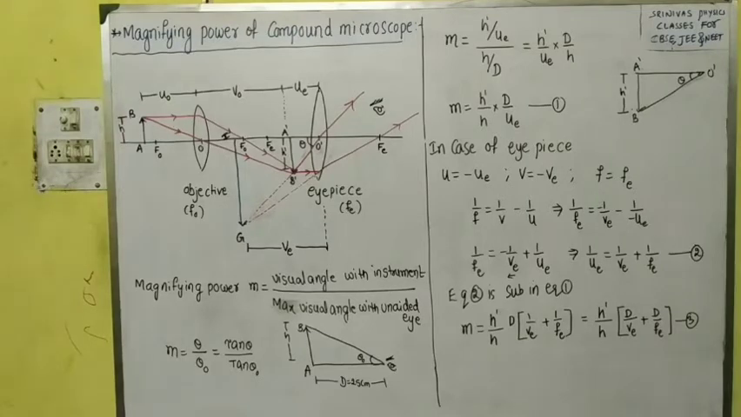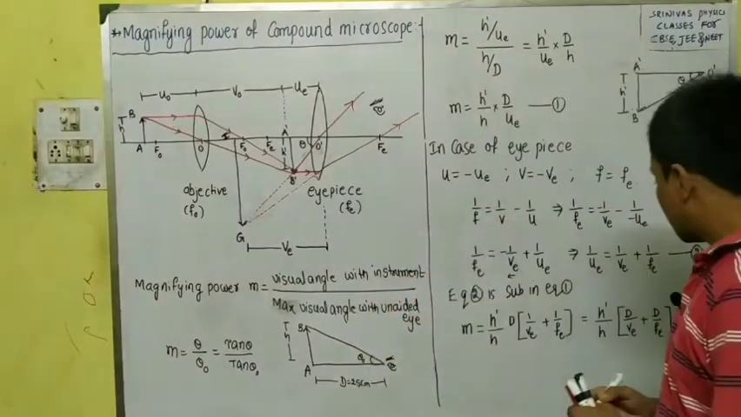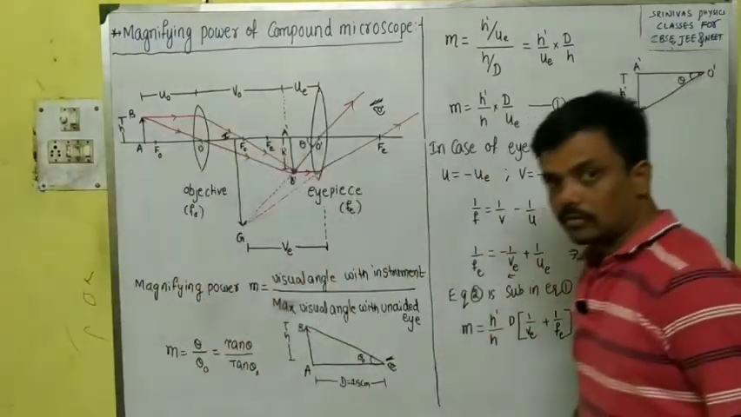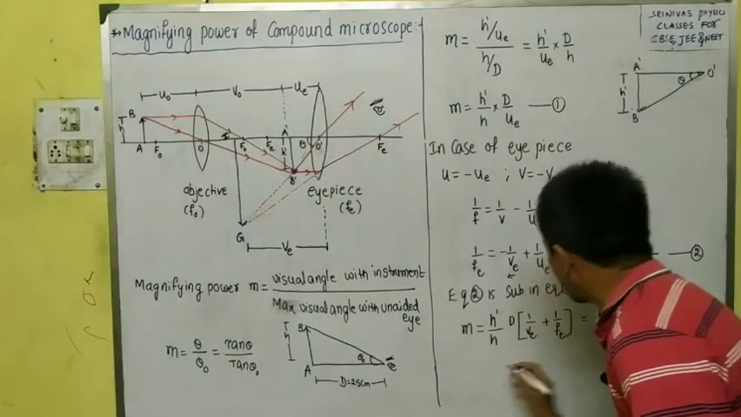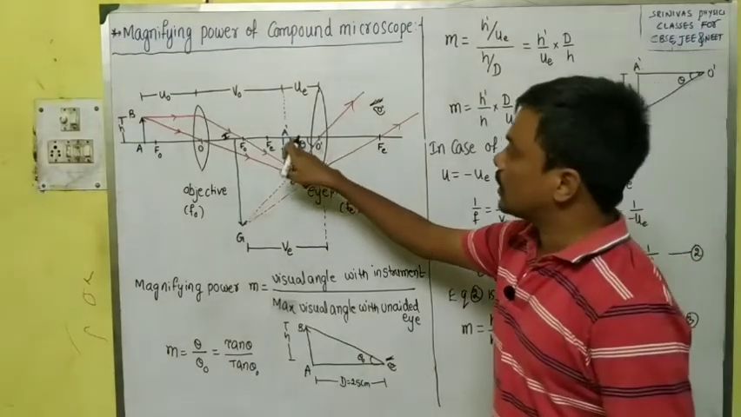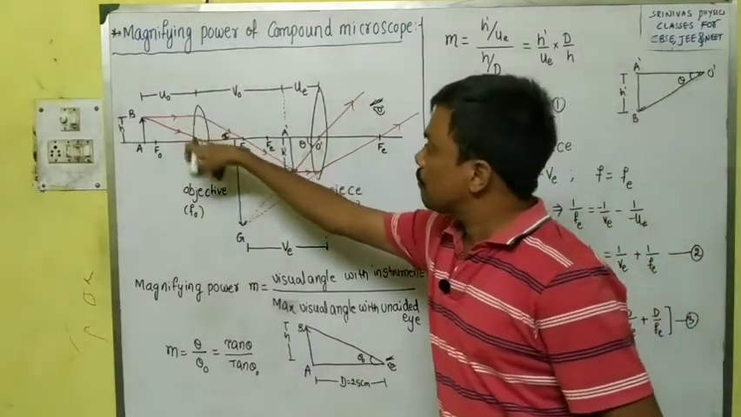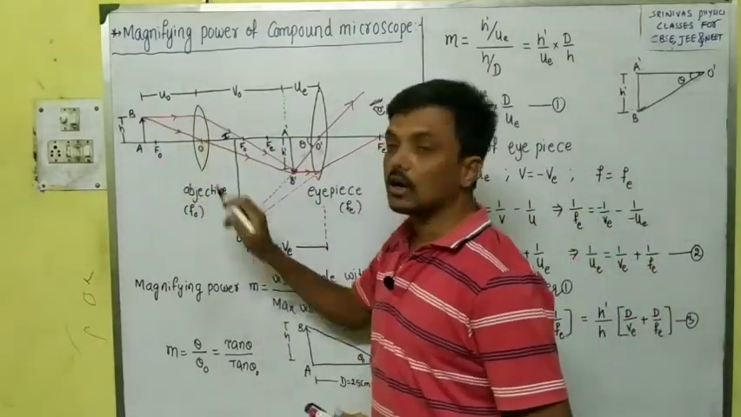Okay, let us continue this. Here we got equation 3. Next I am going to continue. You see here, equation 3 we got, but what is h'? Height of the image formed by the objective. H is the height of the object for the objective.